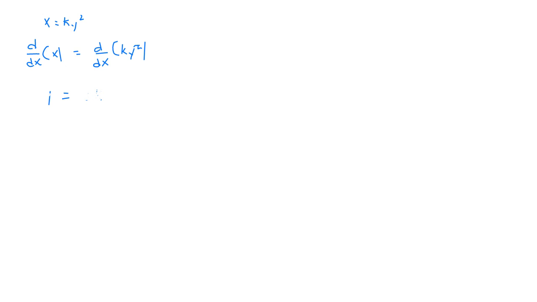Okay, so that constant k can be brought out in front of the derivative. And so you have d/dx of the y squared. So 1 equals k times, all right, now what you get is 2 times y times dy/dx.